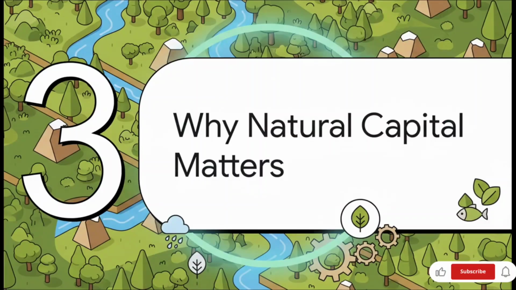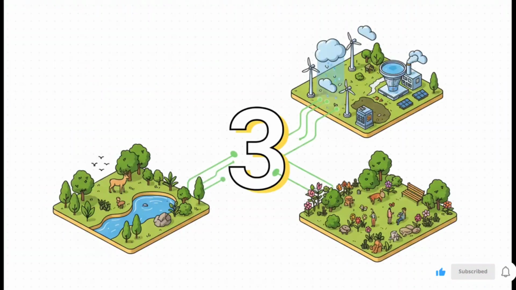Now, all 4 capitals are important, for sure, and this is a huge but. The theory argues that they are not all created equal. It puts a special, critical emphasis on one in particular, natural capital. So, our next question has to be, why does it matter so much? Well, the answer comes down to this number, 3.